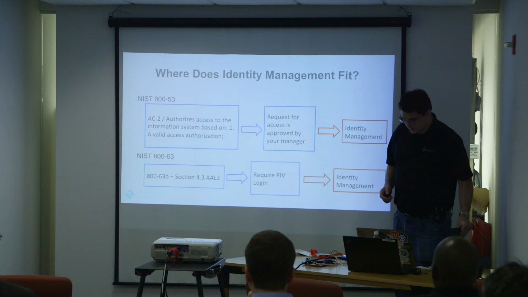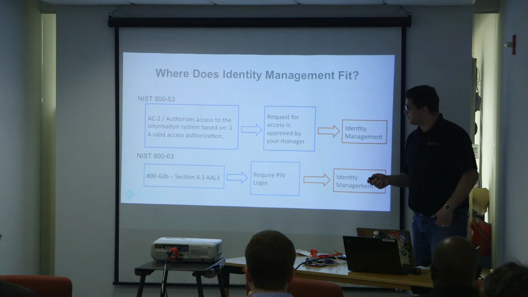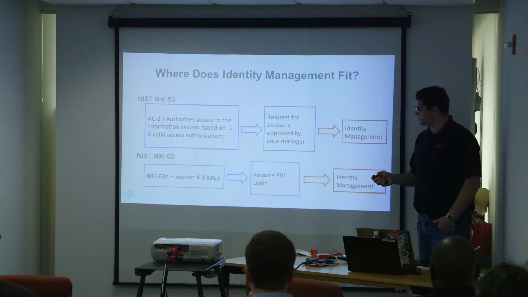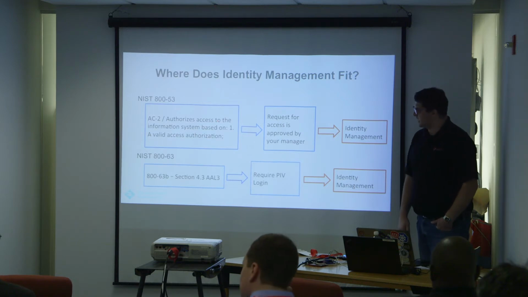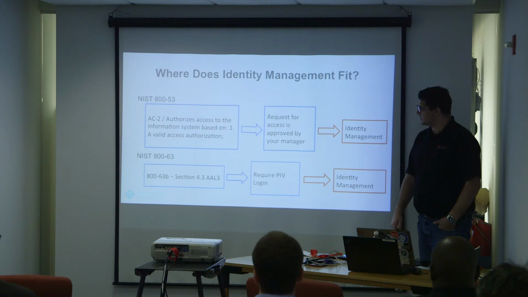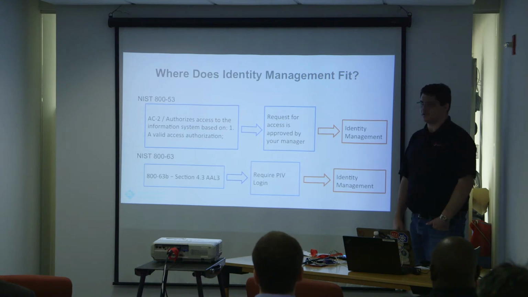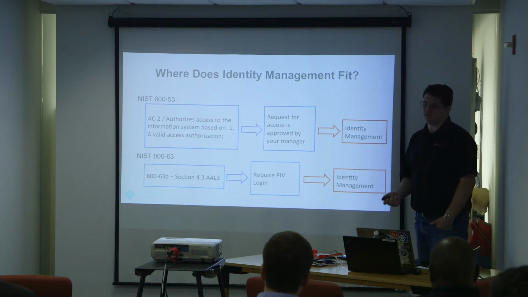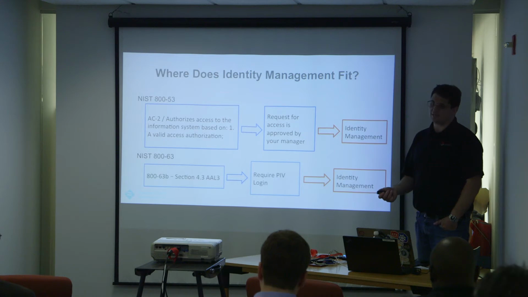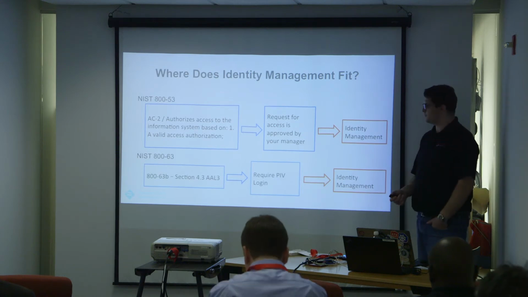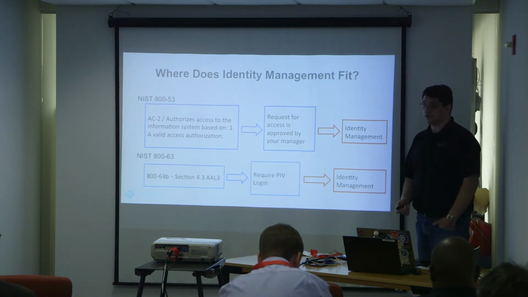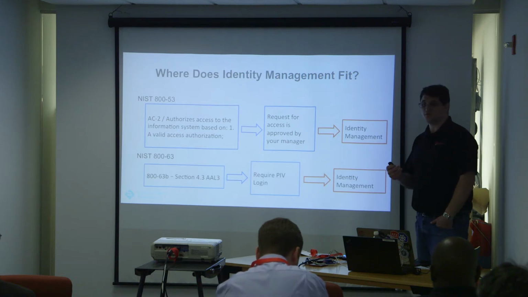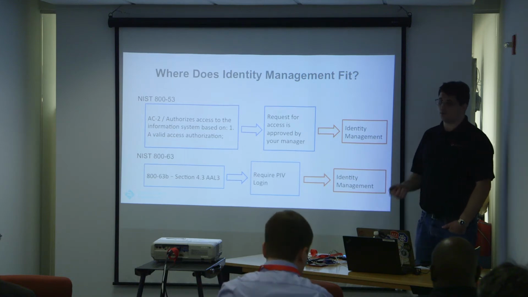Well, let's use an example here. This is one of the first identity management controls that pops up in NIST 800-53. And it's a palindrome: authorized access by valid access authorization. Not really descriptive, but what it's basically saying is you need to have a policy that says, how do you get access? Who approves that access? That then translates into identity management, because your identity management system should be hosting that workflow for you.